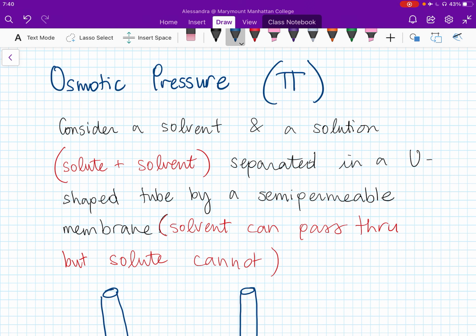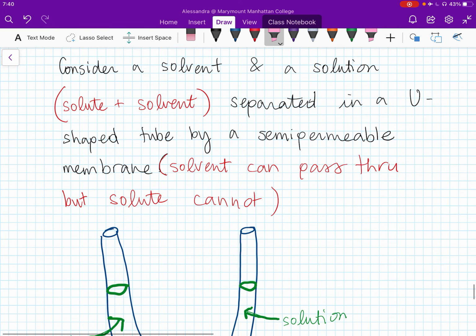So to define osmotic pressure, which we denote with a big capital Greek letter pi, okay, hence this pi here, I would like you to consider a solvent and a solution. So the solution is whatever your solvent is with your solute dissolved in it. The solute could be, for example, a protein. Let's imagine that we have the pure solvent, and the solution of the solute plus the solvent separated from each other in a U-shaped tube.